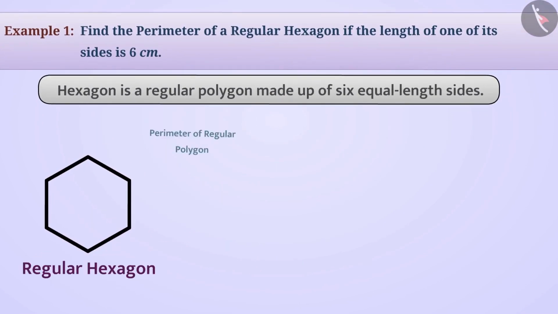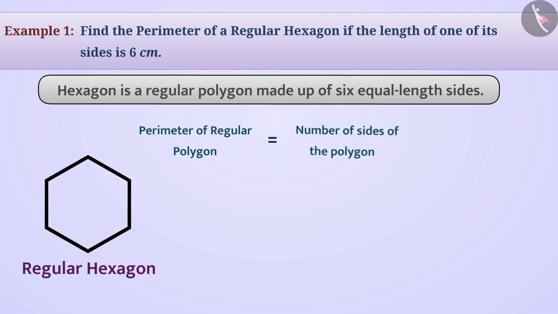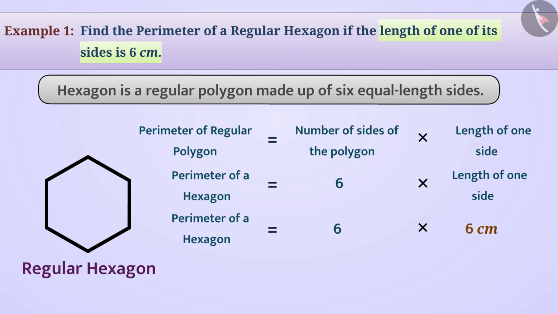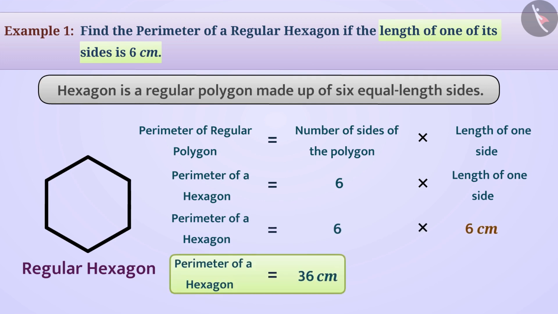Since the perimeter of a regular polygon is equal to number of sides of the polygon multiplied by length of one side, so we can say that perimeter of a hexagon is equal to 6 multiplied by length of one side. Since the length of side is equal to 6 cm, so the perimeter of a hexagon is 6 multiplied by 6 cm is equal to 36 cm.